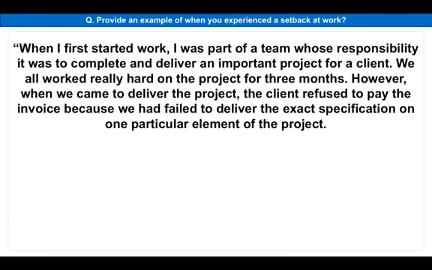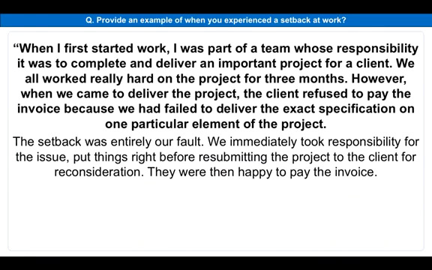When I first started work, I was part of a team whose responsibility was to complete and deliver an important project for a client. We all worked really hard on the project for 3 months. However, when we came to deliver the project, the client refused to pay the invoice because we had failed to deliver the exact specification on one particular element of the project. The setback was entirely our fault. We immediately took responsibility for the issue, put things right before resubmitting the project to the client for reconsideration. They were then happy to pay the invoice.